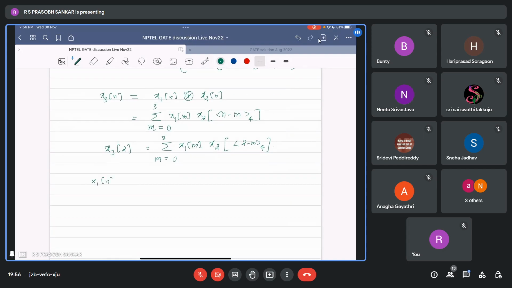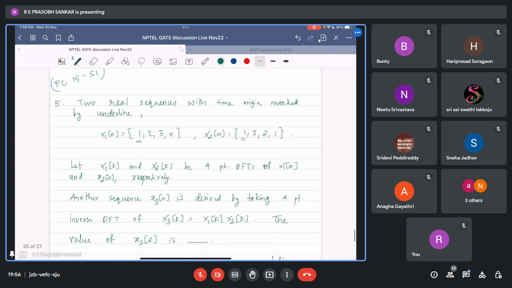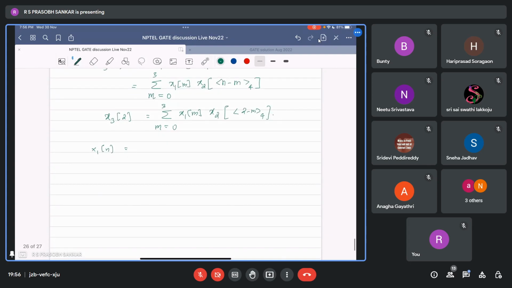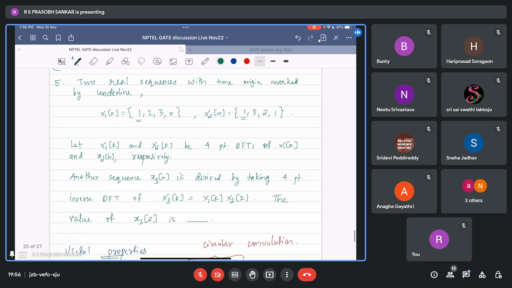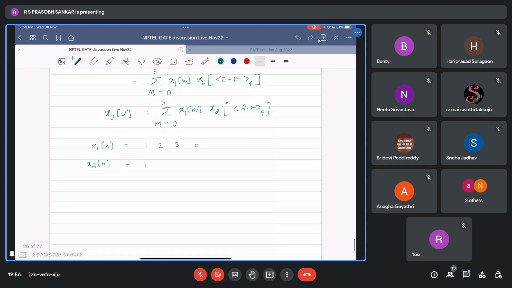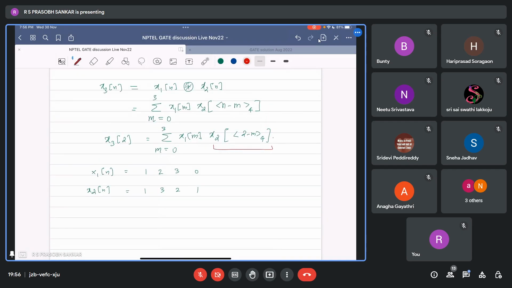Now, what is x1 of n? This is given by 1, 2, 3, 0. What is x2 of n? 1, 3, 2, 1. What do we want? We want this term x2. I need to do a circular flip followed by a circular shift. This is a flip, and a shifted version.